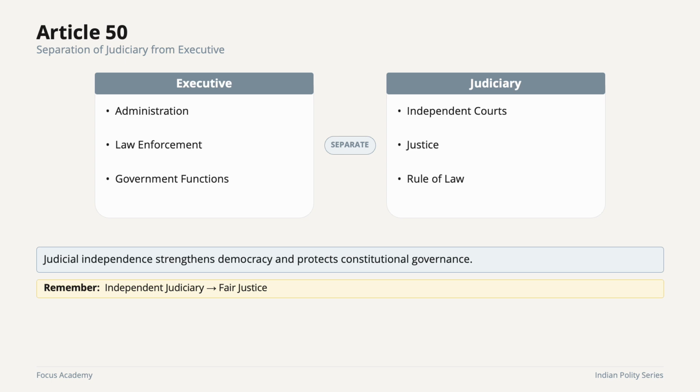So Article 50 directs everyone and tells them that the judiciary, though it's separate from the executive, you guys have no power. You guys have no right to pressure them. That's a directive principle. Okay. So executive separately handles administration, law enforcement, government functions, and judiciary handles independent courts, justice, rule of law. Very separate. So Article 50 separates judiciary from executive. This can also be asked in your NPSC preliminary examination. Okay. Article 50 is very important.